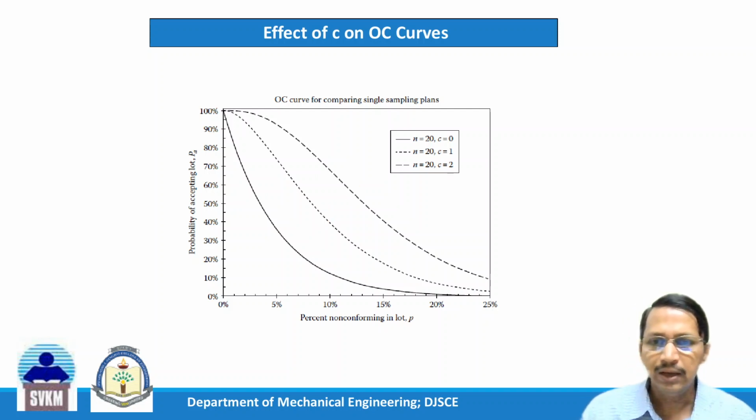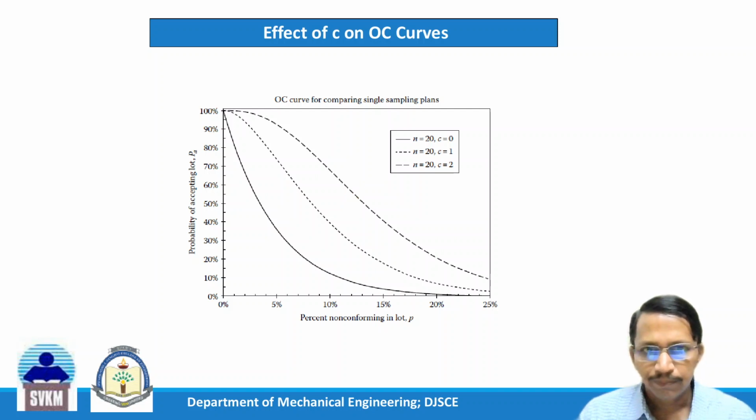So what is happening? When you fix the sample size and change the acceptance number, the lesser the acceptance number, the better the curve. It is approaching the ideal curve. Acceptance number 0, acceptance number 1, acceptance number 2. So the distinguishing power of the OC curve is better if the acceptance number C is less.